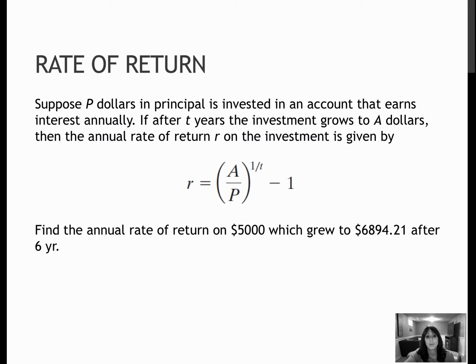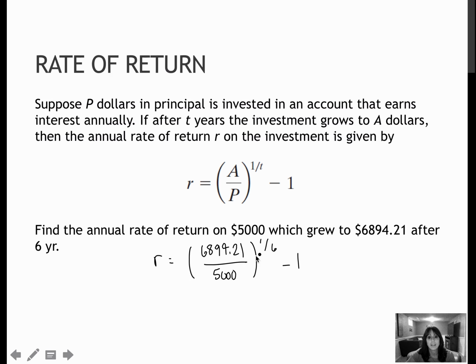So we're going to use that formula to find the annual rate of return on $5,000, which grew to $6,894.21 after 6 years. So let's see what this looks like. We're finding R. A is our accumulated value. 5,000 would be our P, our principal, and that's to the 1 over 6 because it was 6 years, and then minus 1.